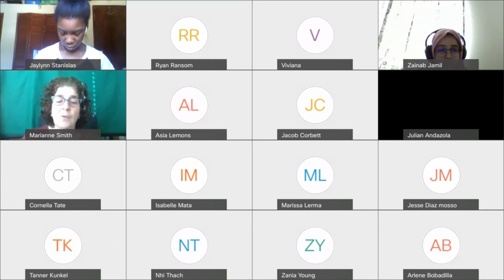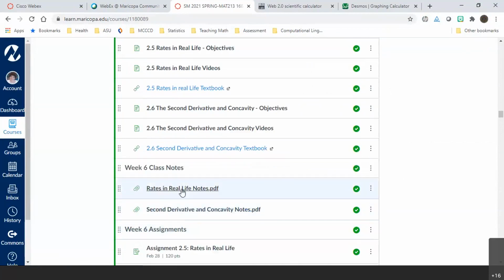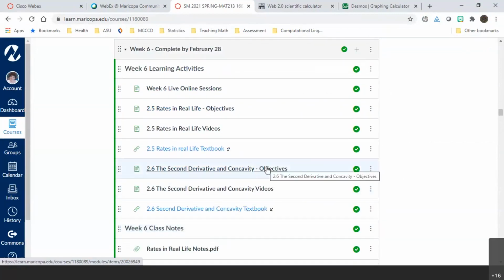Let me share my browser with you so you can see where we are. We're currently in week 6, and this time we're going to do rates in real life, so I'm going to be using the rates in real life notes. Next time we're going to talk about using another method to find high and low spots in our graphs.